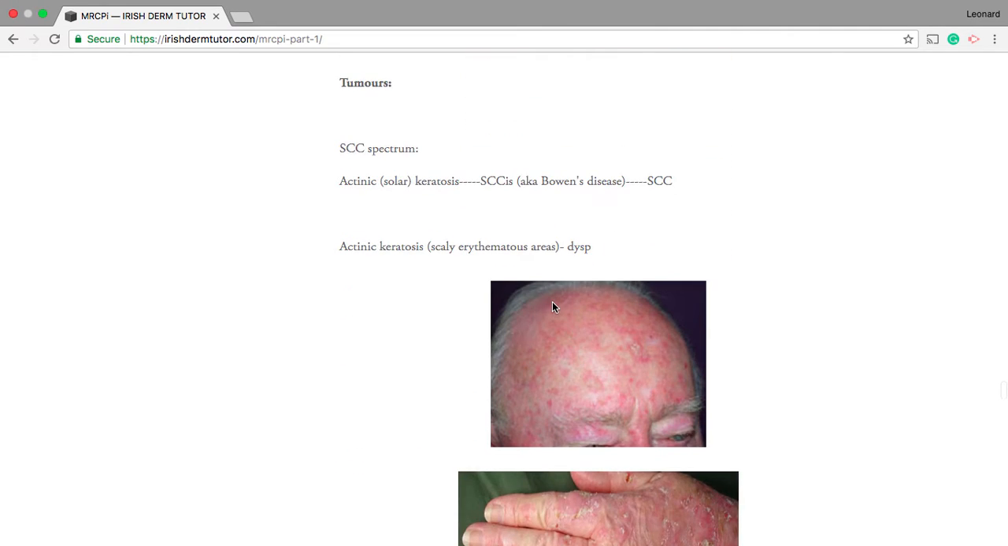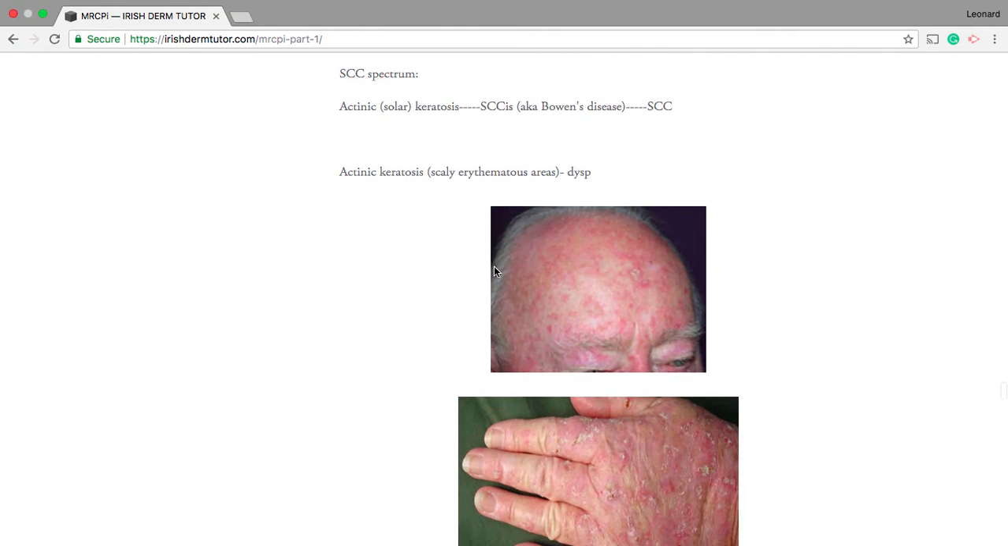I'll now move on to different tumors that we see in dermatology. So I'll first of all talk about the squamous cell carcinoma spectrum, which usually starts as a premalignant lesion, which is called actinic keratosis, also known as solar keratosis. Then moving on to squamous cell carcinoma in situ, which is also called Bowen's disease, and then you get the invasive form of squamous cell carcinoma.